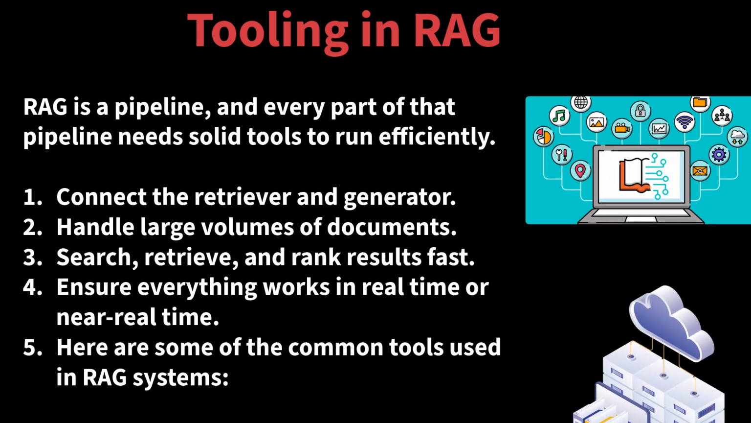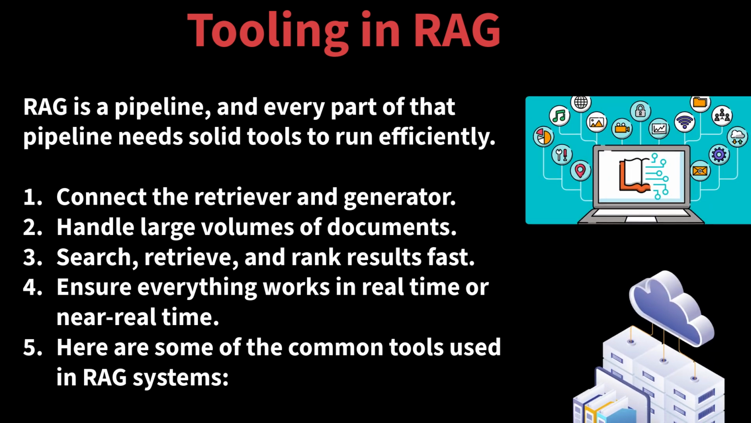We have seen what RAG can do, but what's happening under the hood? Let's explore the powerful tools and frameworks that make retrieval augmented generation work smoothly. RAG is not just a single model, it is a pipeline, and every part of that pipeline needs solid tools to run efficiently. Tooling in RAG refers to all the supporting software, frameworks, and infrastructure that help connect the retriever and generator, handle large volumes of documents, search, retrieve, and rank results fast, and ensure everything works in real time or near real time. Here are some of the common tools used in RAG systems.